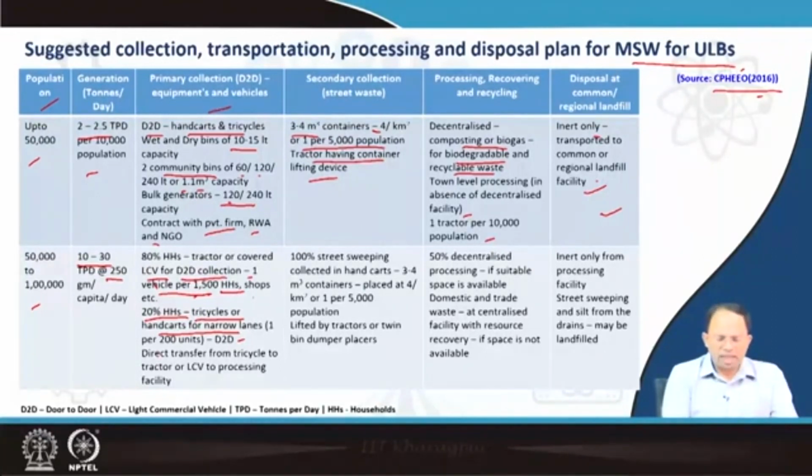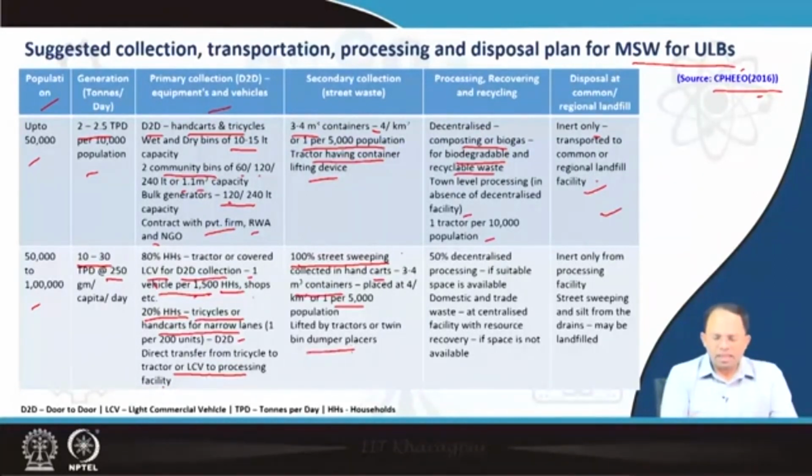And direct transfer from tricycle to tractor or LCV to processing facility. So that means the LCVs or the tractor trailers directly take the waste to the processing facilities, and this D2D system of handcarts and all will transfer the waste to these particular vehicles. And for secondary collection, 100% street sweeping collected in handcarts, 3 to 4 meter cube containers placed at every 4 kilometer square or 1 per 5,000 population, lifted by tractors or twin bin dumper placers.